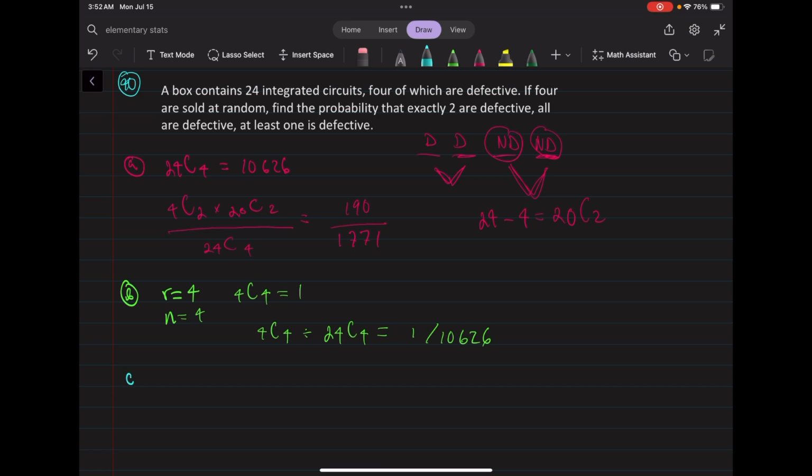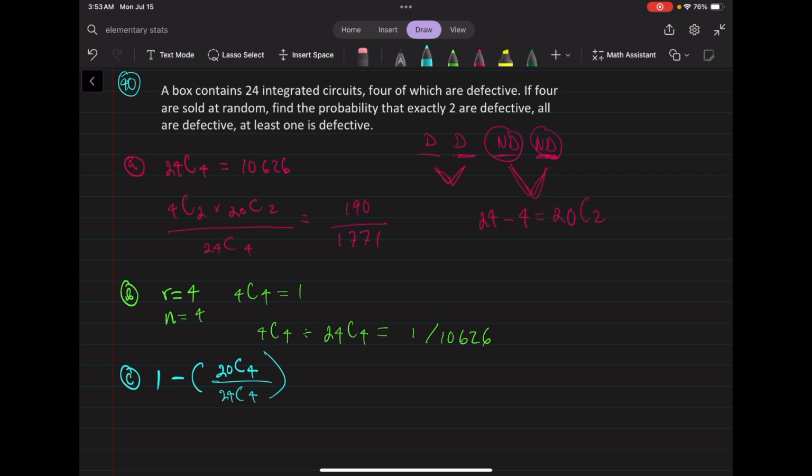Now let's move on to the last one, which is at least 1 is defective. Whenever you see at least, you're always going to subtract from 1, and you're always going to have some fraction. In this case, at least 1 defective. What I like to do, and I think the rule is, is to take the complement. So what is not defective? That is choosing 4 from the 20 that are not defective, out of the total, which is 24, where we're selecting 4.